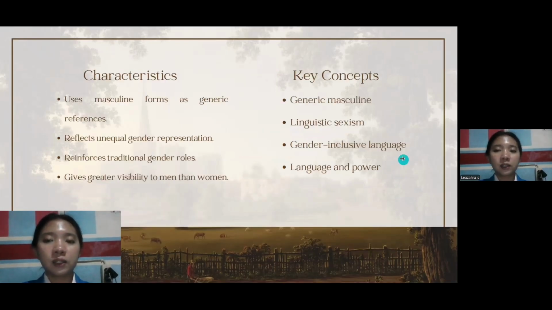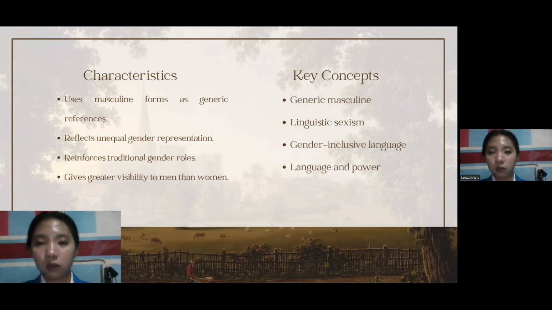Characteristic and key concept. I want to explain the characteristics first. 1. Use masculine form as a generic reference. 2. Reflects unequal gender representation. 3. Reinforce traditional gender roles. 4. Give greater visibility to men than women. And the key concepts are: 1. Generic masculine. 2. Linguistic sexism. 3. Gender exclusive language. And 4. Language and power.